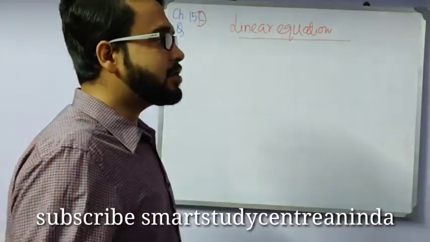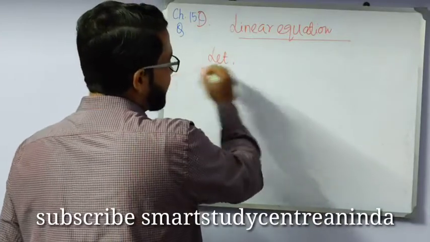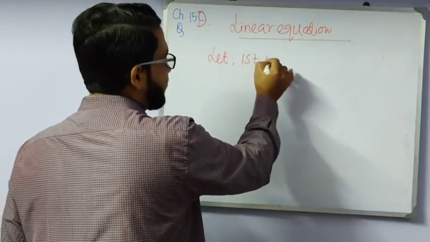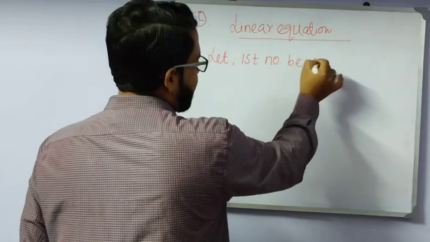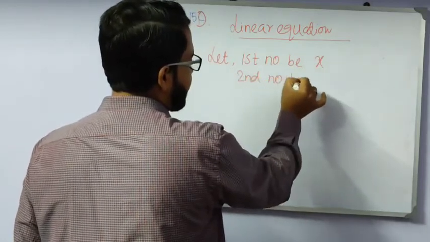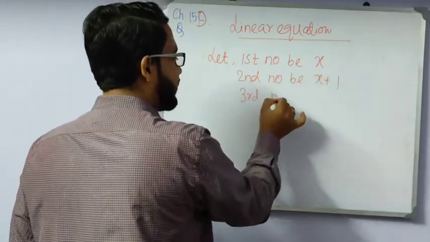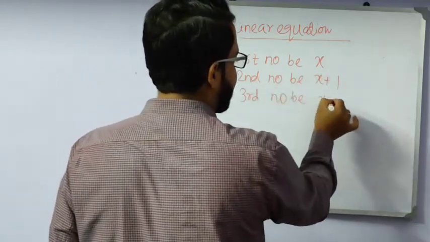So 3 consecutive numbers are, we have to assume first. Let first number be x, second number be x plus 1, third number be x plus 2.